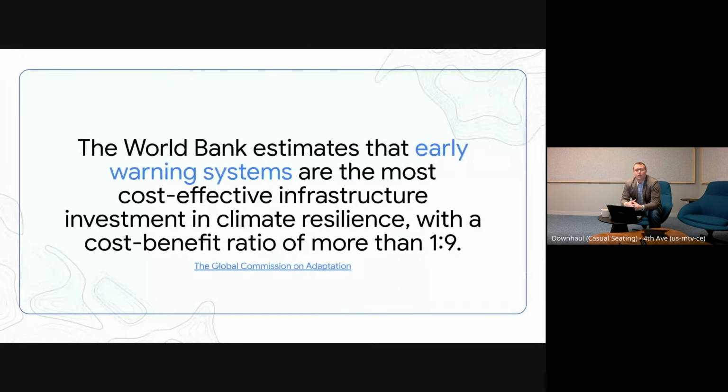Additionally, there was a study conducted almost a decade ago by the World Bank that said that developing early warning systems for natural hazards is one of the most cost-effective ways to address the problem of climate resilience. They estimated a return on investment of about 1 to 9, which is very large. And so we thought that if we could find a way to make AI useful in this space, it would have a large humanitarian return on investment.